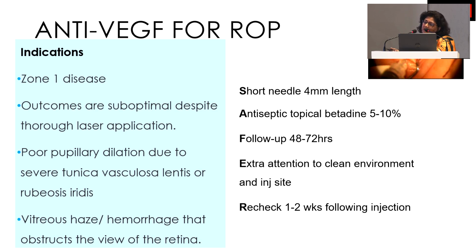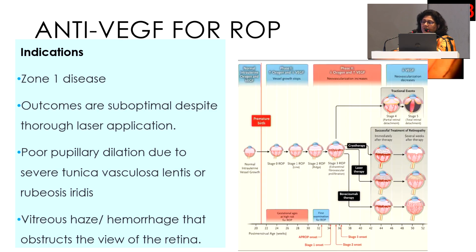Anti-VEGF agents are gaining popularity. More and more people are trying to use them, but mind you, they are the treatment of choice for zone 1 disease, though the outcomes are suboptimal. They can also be used for other cases if laser has been done and the outcome is suboptimal, or you have poor pupillary dilatation, vitreous hemorrhage, or vitreous haze. Then you go ahead with anti-VEGF with a safer strategy: go along the visual axis of the patient, about 1 to 1.5 millimeter from the limbus.